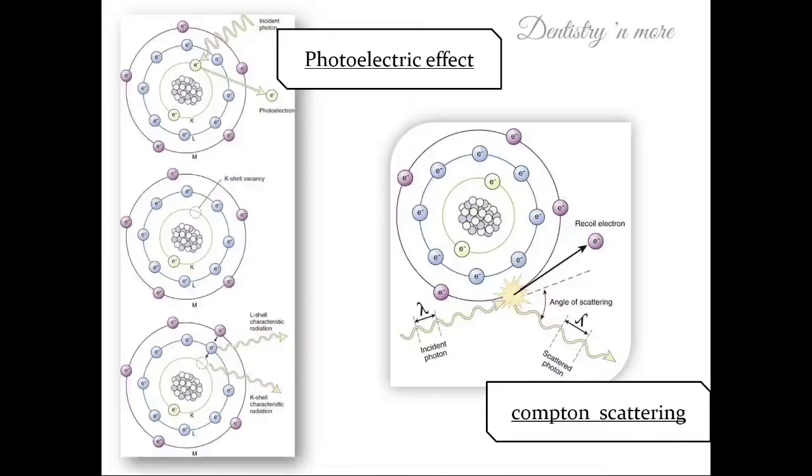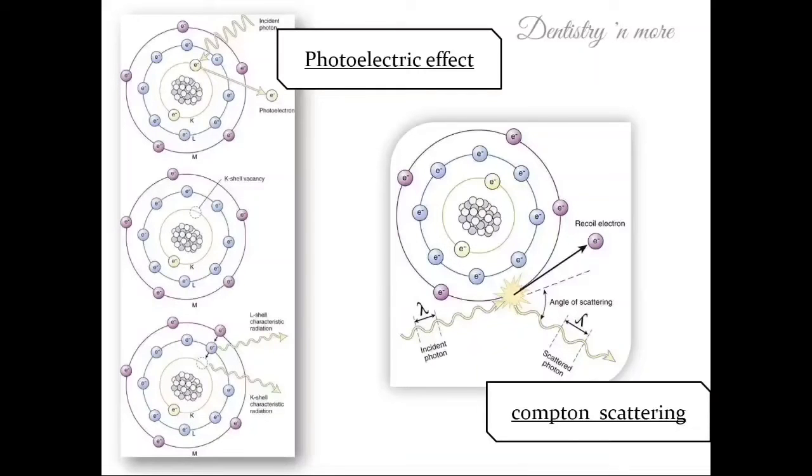The photoelectric effect comprises around 27% of all the photons that have interacted with the object. That object is nothing other than the patient or the tooth of interest. In photoelectric absorption, the incident photon gives up all of its energy to an inner electron, which is ejected from the atom in the form of a photoelectron. Then this incident photon ceases to exist at this point.